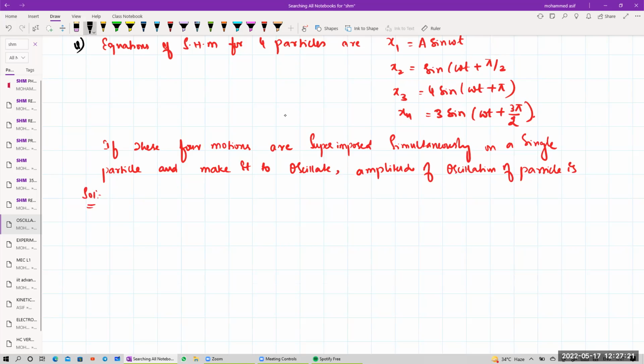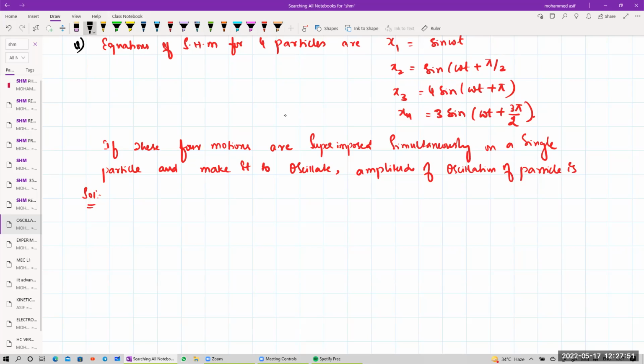How many equations did we get, beta? We got 4 equations. See the equations carefully. Equation 1, what is the amplitude? Nothing is given right now here. So for example, I'm taking a small change in this one. Instead of a, you just take it as 1. Okay, x1 is equal to sine omega t and x2 is equal to sine omega t plus pi by 2, like this. And x3 is equal to 4 and x4 is equal to 3.